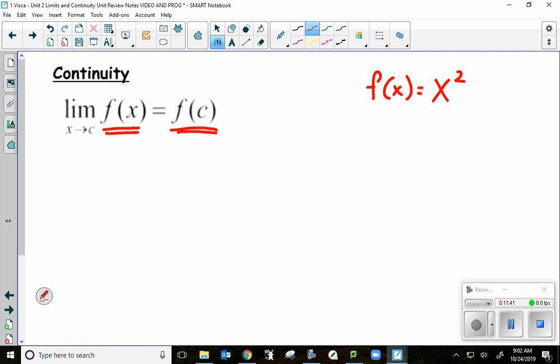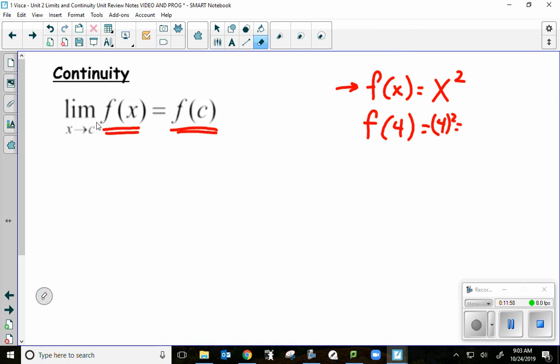What's f of c? F of c is really the y value. If I plug in a coordinate, let's look at my example I have here. Let's pick a number 4. What's f of 4? Well, that's 4 squared, which is 16. We know it's 16. This is really a coordinate. When this is your x value, this whole thing equals your y value.